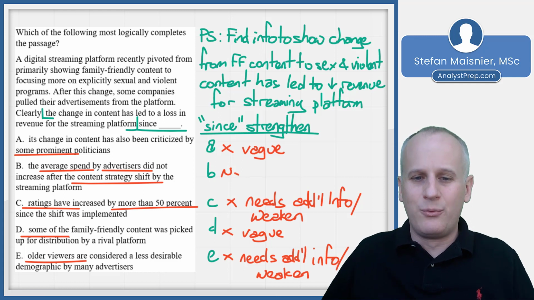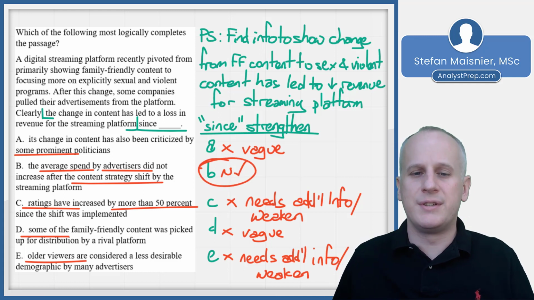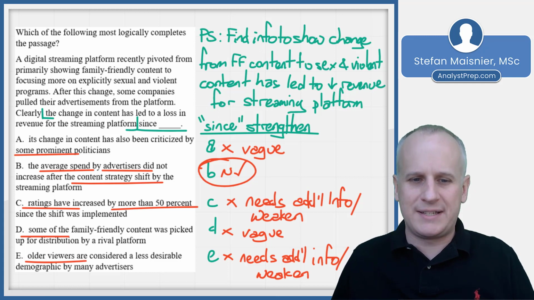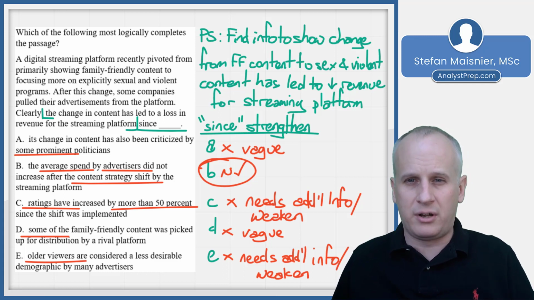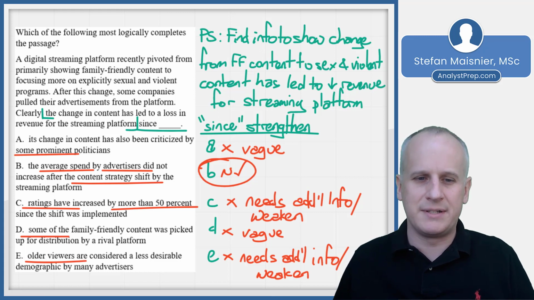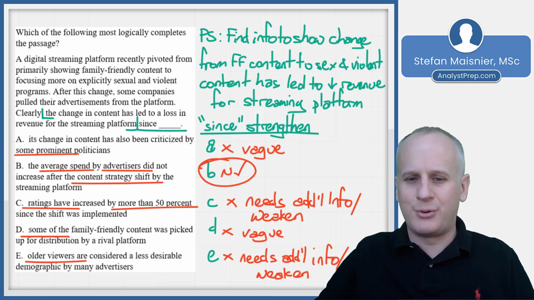Whereas choice B really does hit on the issue, which is that if the average spend did not increase after the content strategy shift, well, then by losing some companies, you're losing overall amount. Whereas if the average spend had gone up, you might have individual advertisers offsetting the loss of those other companies that pulled their advertisements. And therefore, choice B addresses how to strengthen the argument pretty directly.